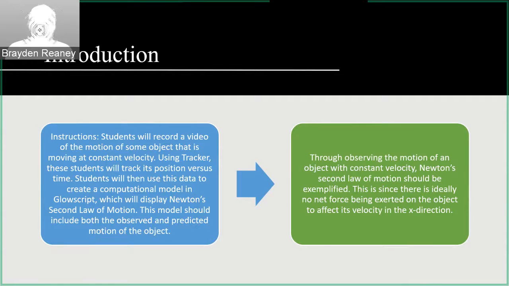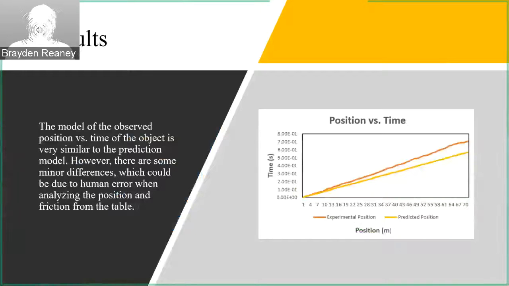Through observing the motion of an object with constant velocity, Newton's second law and the momentum principle should be exemplified. This is since there is ideally no net force being exerted on the object to affect its velocity in the x direction. We'll see that this only really works in a vacuum, and when you assume that the system does not include anything else, and that is not the case in the real world.